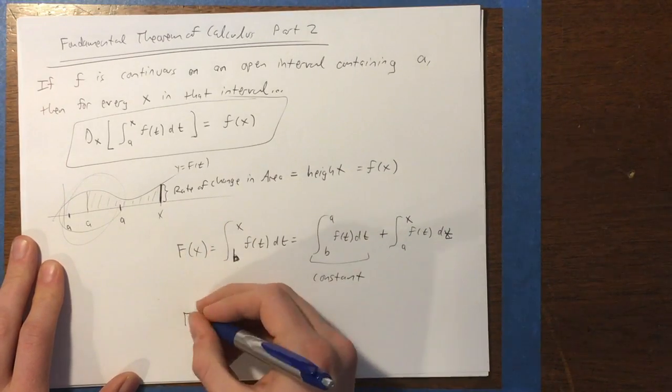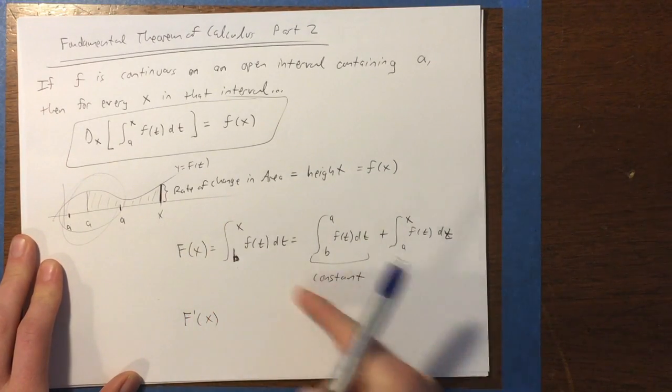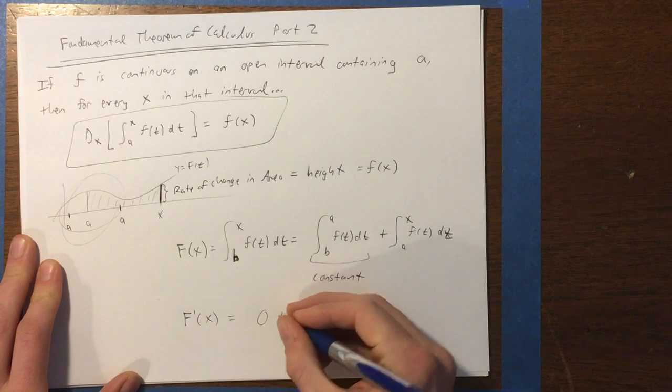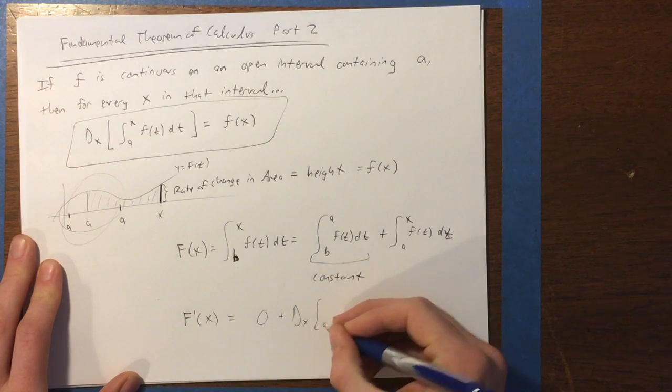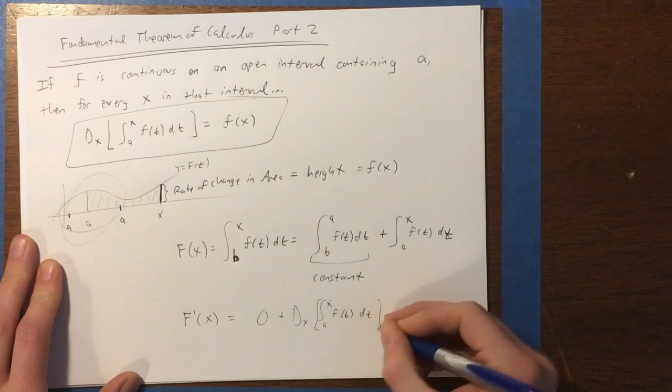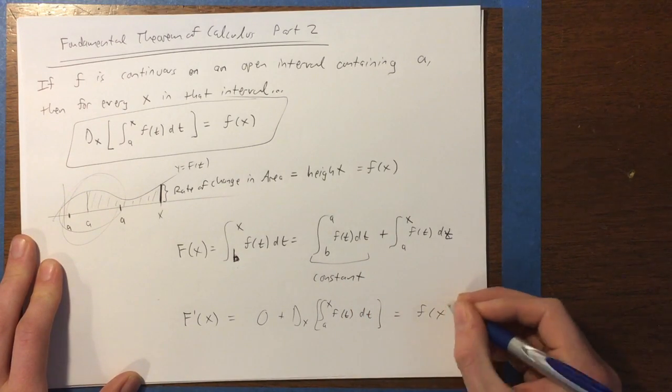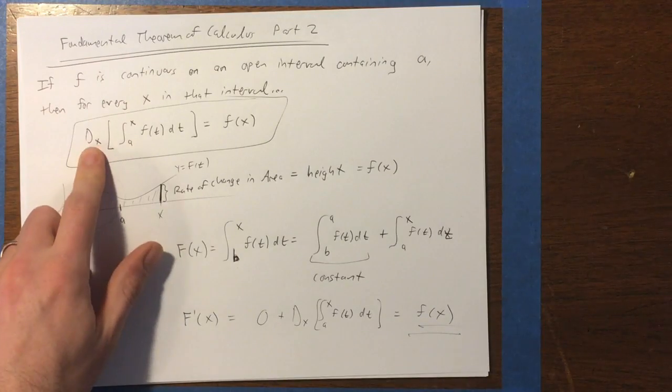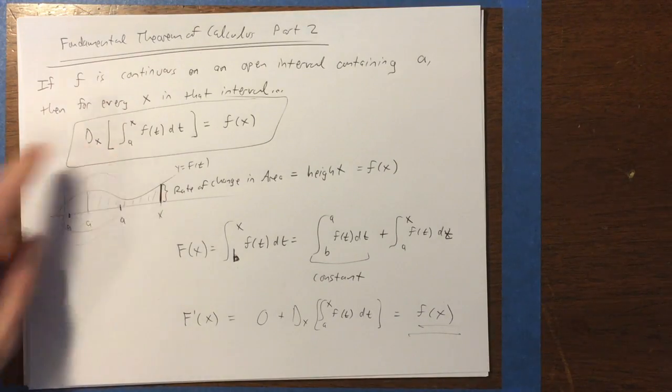When you do capital F prime, the derivative of that constant term is going to be 0, and then you're going to be adding the derivative of this integral from a to x. So altering that doesn't really matter at all. You're still going to get f of x right back again. So that's part of why the a doesn't matter.